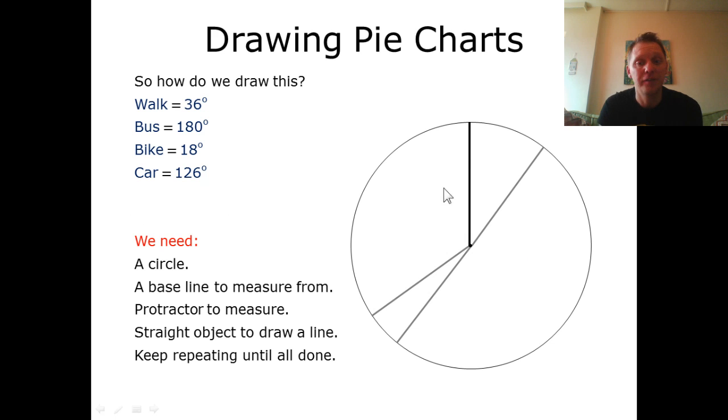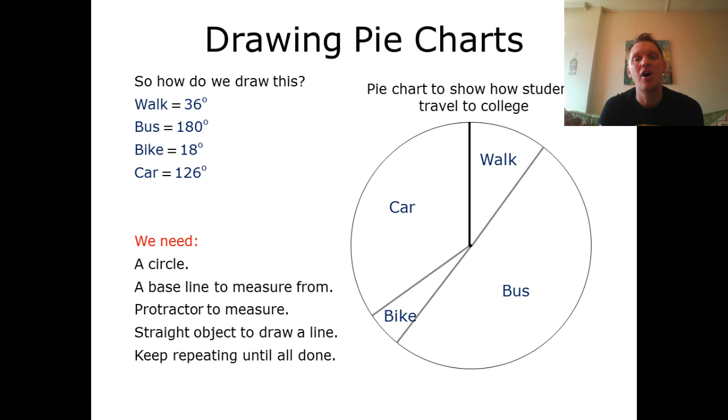Now if I was just left with this pie chart, I would not know what this represents, so I need to label it. First of all, I need my title, and then I need to make sure that I'm labelling each sector. So I've got my walk, bus, bike, and car. Now, this is great within maybe an exam question, but if I was using this in a demonstration or maybe a presentation, I would not use this because it's not aesthetically pleasing, it's not eye-catching, and it's not going to keep people's attention for very long.